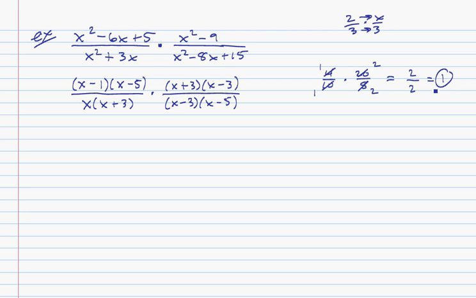Okay, same as here. So there's an x plus 3 here and an x plus 3 here. We get to cancel x minus 5 and x minus 5. And actually, x minus 3 and x minus 3 cancel. When all is said and done, all I have left over is this and that. So my answer here is x minus 1 all over x.